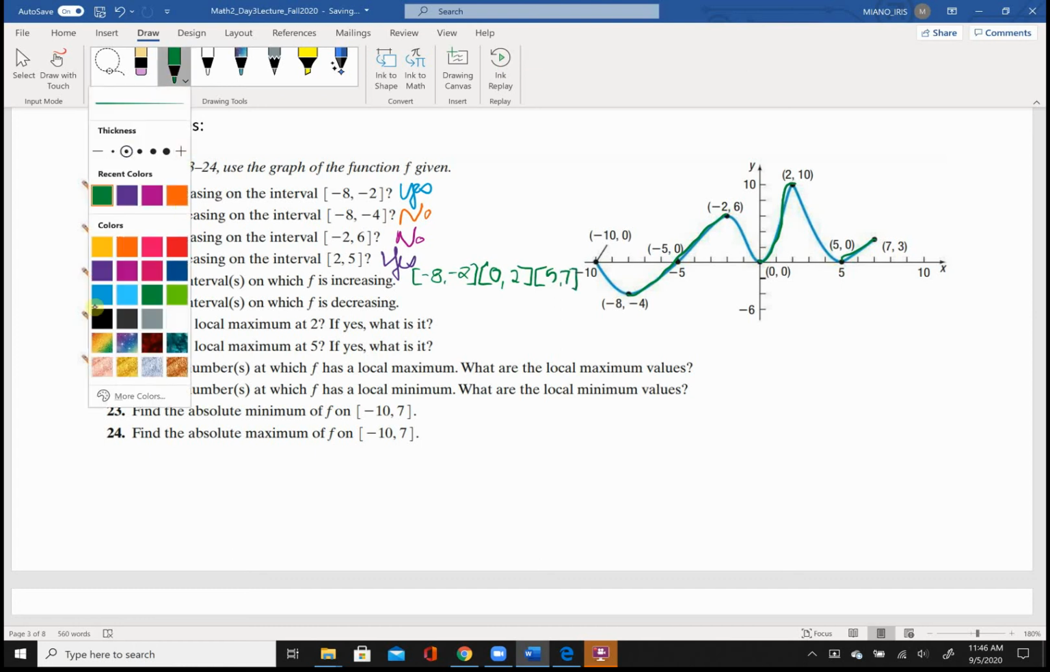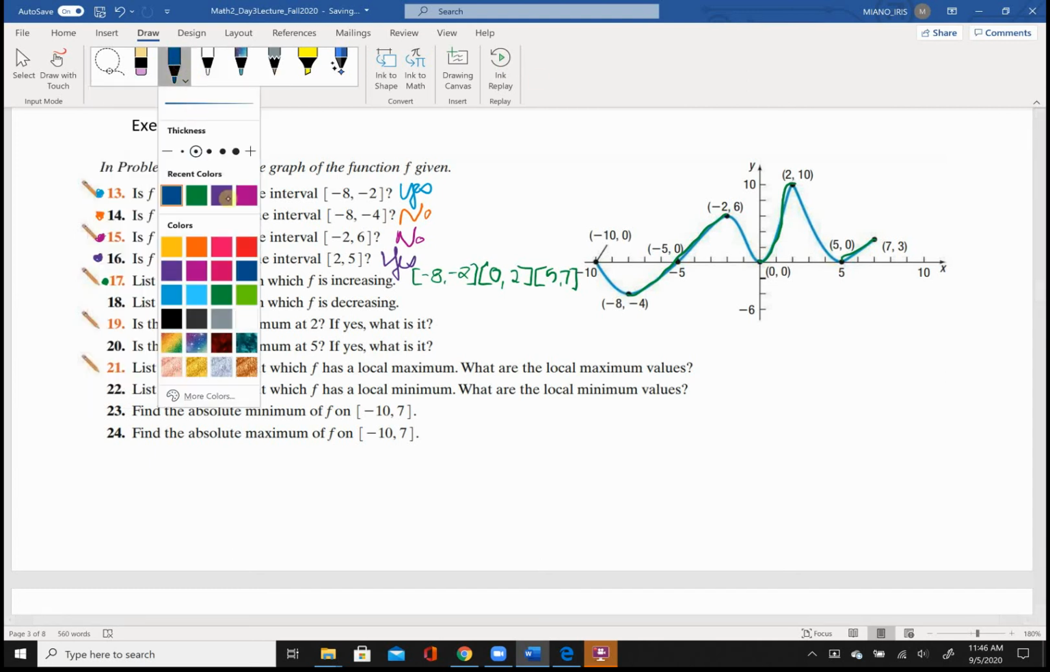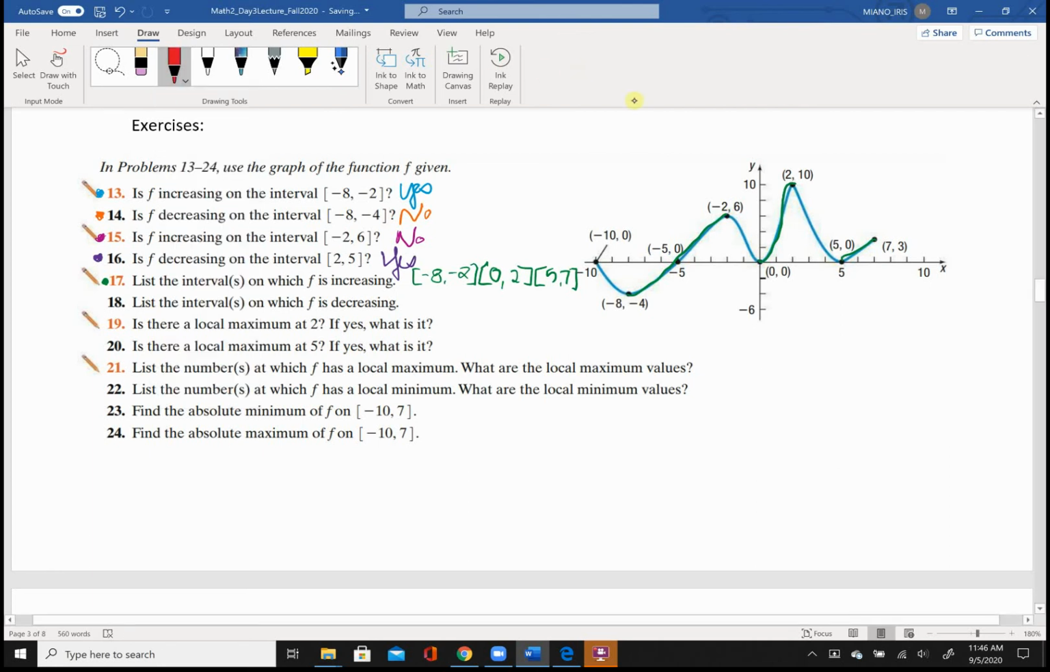Okay, new color. Let's go with this dark blue. And let's list, oh, actually, I want to pick a different color. Let's go, we haven't done red yet, just to make it really contrast from the colors that are already there. List all the intervals in which it's decreasing. So I'm going to go ahead and trace the decreasing trajectory here. And it looks like it's all of these portions. So that'll be from -10 to -8, from -2 to 0, from 2 to 5.